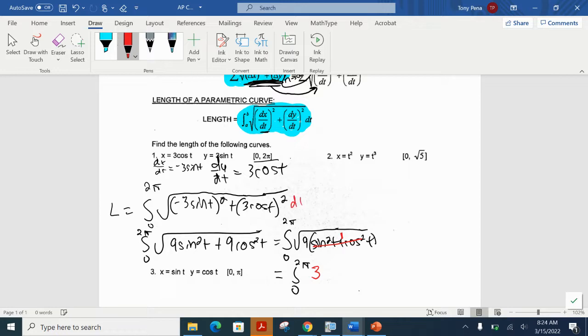I should have our dt's at the back of this as well, so let me add those in. And then now we can actually do that pretty quickly. Do your 3 dt's, the antiderivative from 0 to 2 pi. The upper limit gets plugged in first, minus the lower limit, which is a 0. That then is the length of that curve. All right.